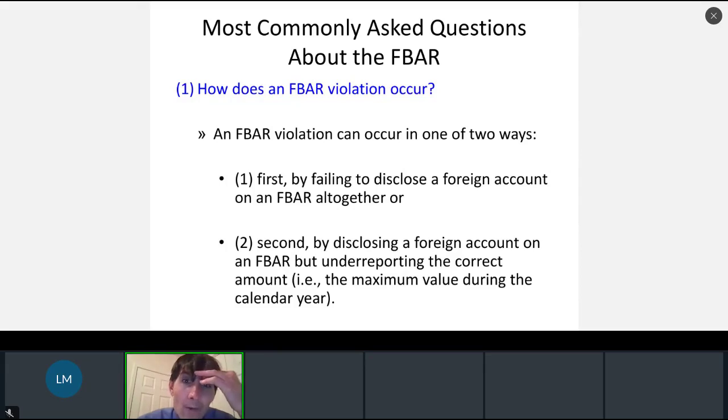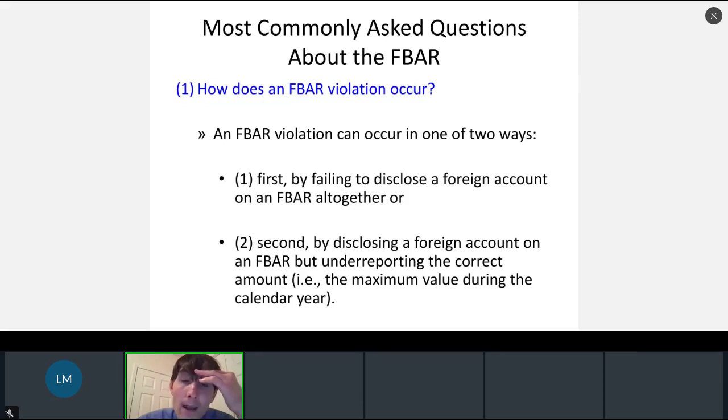The first is, how does an FBAR violation occur? Well, it can occur in one of two ways. It can occur first by failing to disclose a foreign account on an FBAR altogether, or second by disclosing a foreign account on an FBAR but underreporting the correct amount, the maximum value during the calendar year. Believe it or not, you do see the second one come about frequently. It's usually because the statements provided to the taxpayer are not so accurate as you might otherwise think them to be.